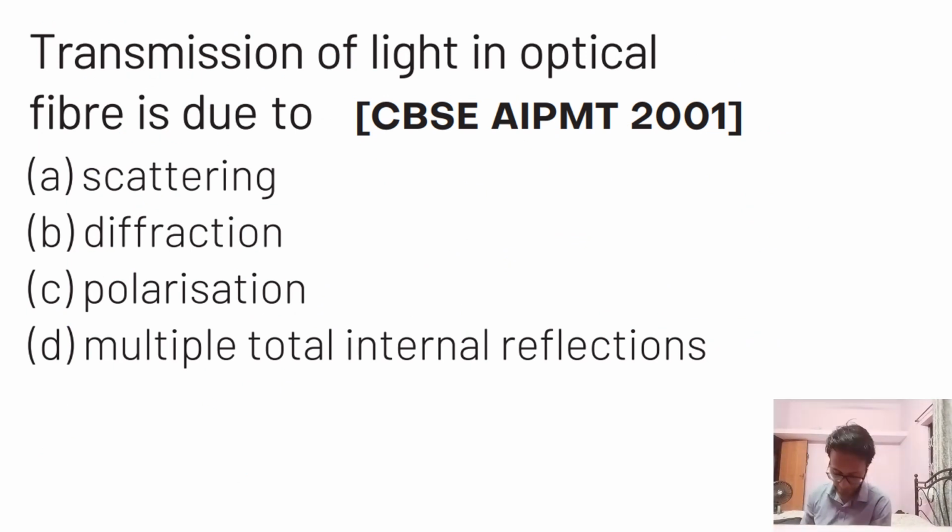Let's see this question. Transmission of light in optical fiber is due to scattering, diffraction, polarization, or multiple total internal reflection. I told you in the previous question what is optical fiber and how it works. It works on the principle of total internal reflection, and information is relayed by total internal reflection, because 100% of the intensity of the light gets reflected back.